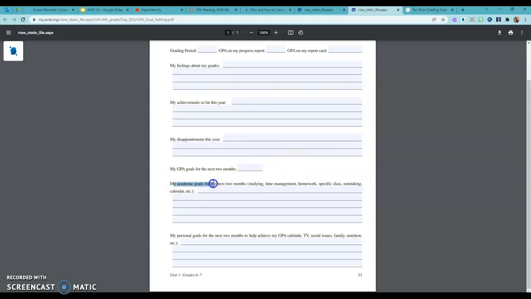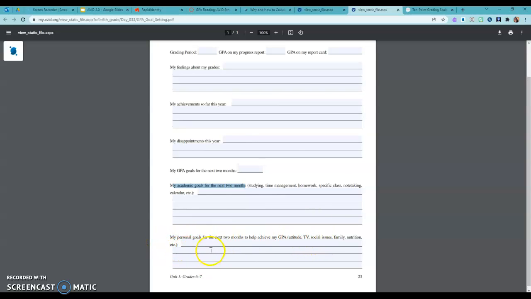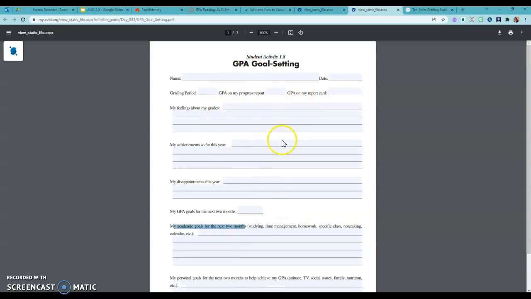My academic goals for the next 2 months: studying, time management, homework, specific classes, note-taking, calendar, etc. My personal goals for the next 2 months to help achieve my GPA: your attitude, social issues, family, nutrition, etc. I want you all to think about these really well. I don't want just short, simple answers. I want you to put thought behind it.